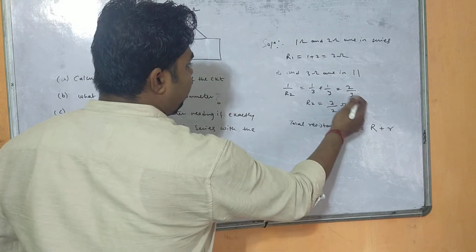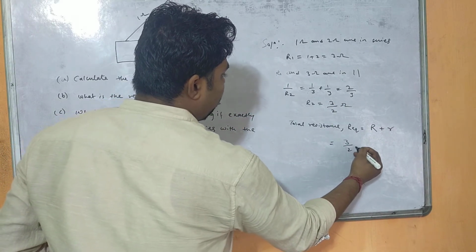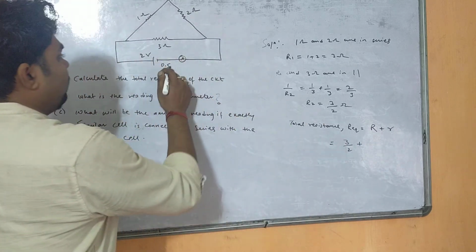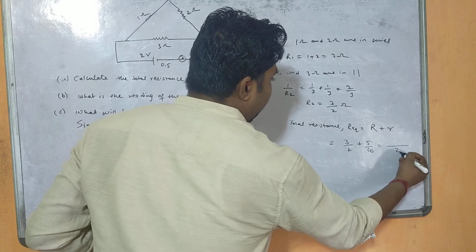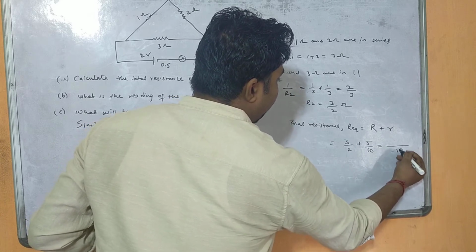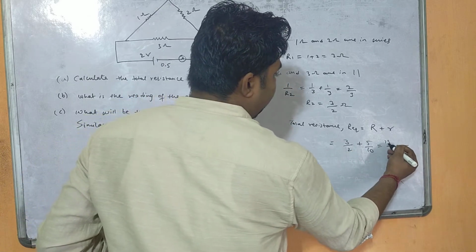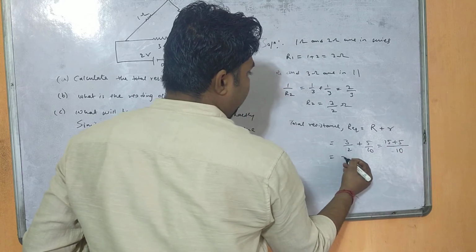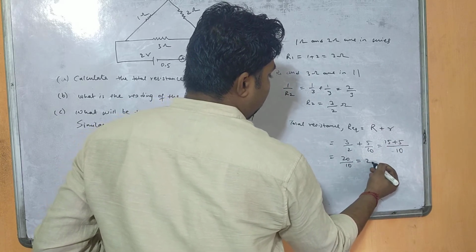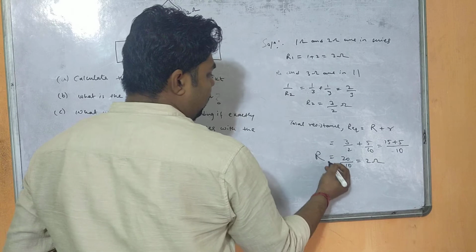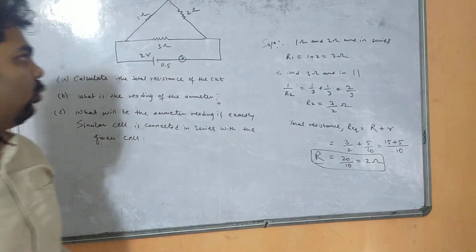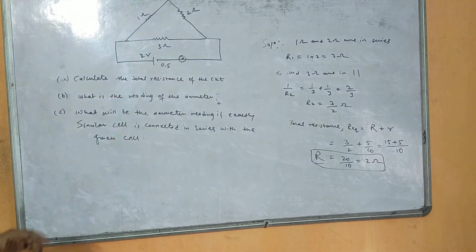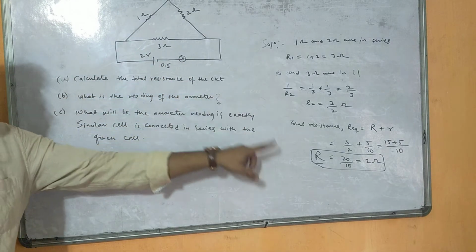Now total R, when I say this is the total R, is 3 by 2 plus small r, we have 0.5, that is 5 by 10. If we calculate here, LCM is 10, 2 5s are 10, that is 15 plus 5, that is 20 by 10, or 2 ohm. That means the total resistance we got from here is 2 ohm. So the total resistance of the circuit is 2 ohm.